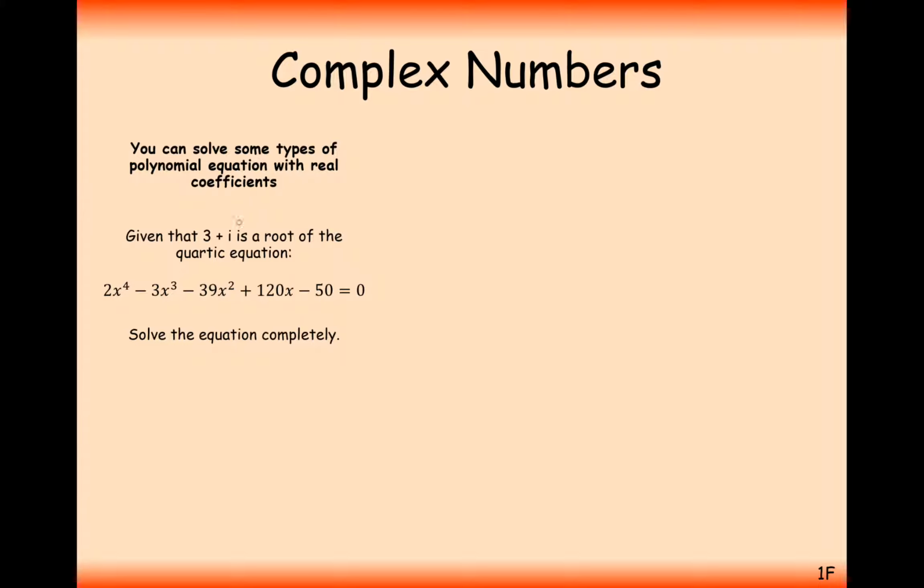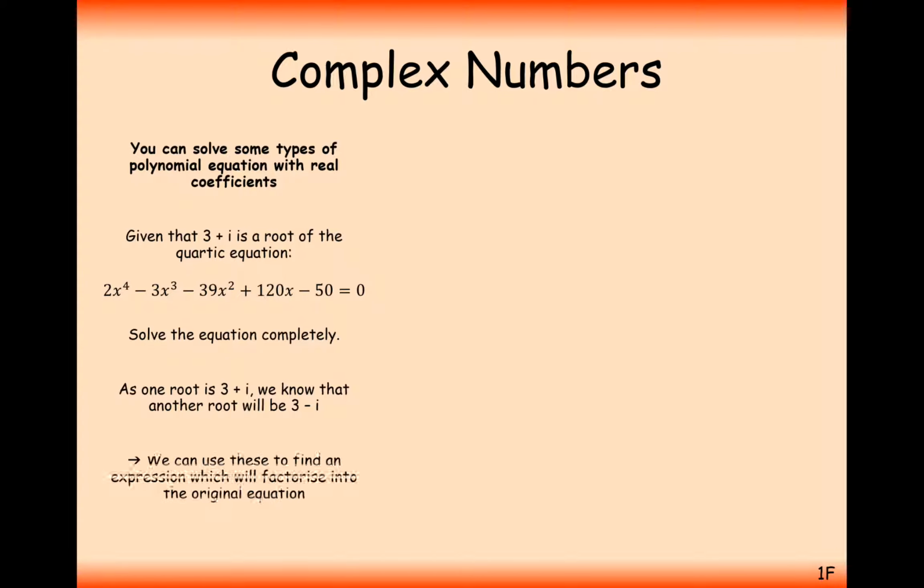Well, first, if we know that 3 plus i is a root, we can get one of those roots without doing much work. We know that if 3 plus i is a root, then 3 minus i must also be a root, because complex roots always come in conjugate pairs. And when we know this, we can now find a quadratic that will have these 2 as its roots, and we've seen how to do this in the previous video. It's called using the reverse completing the square method.